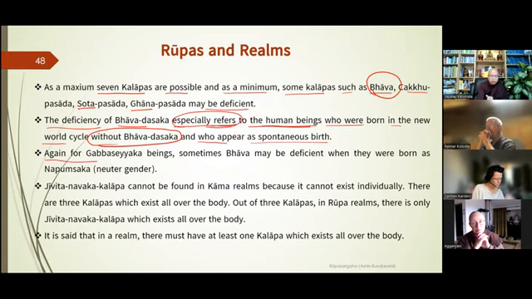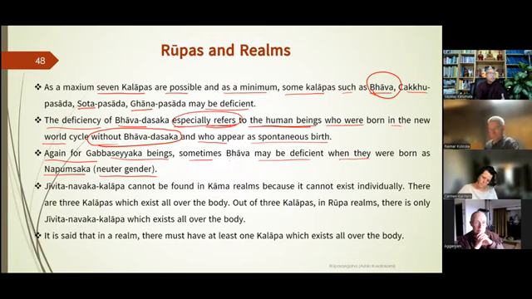And again, for the Kapaseka beings, sometimes Bhava Dasaka may be deficient when they are born as Naponsaka in Pali, neuter gender. They cannot be said to be man or woman, male or female. If someone is born as a Naponsaka, it means they were born without Bhava Dasaka.